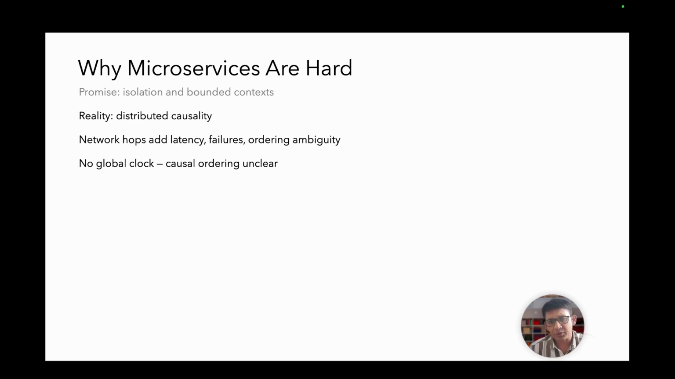The causal chain, which was a function call stack, is now an asynchronous message chain across unreliable networks. You can't trace it by reading code. You need distributed tracing. You need correlation IDs. You need to reconstruct causality from logs.